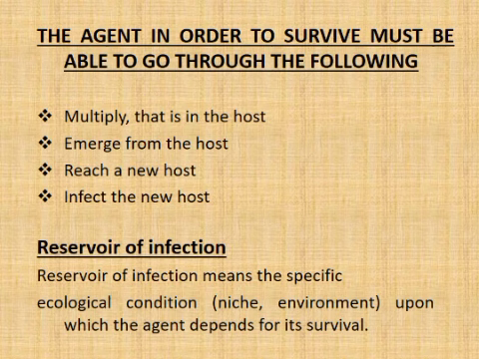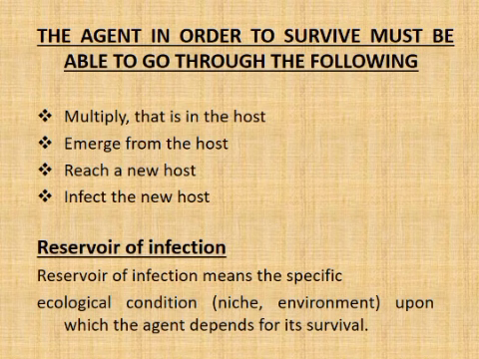The agent, in order to survive, must be able to go through the following: multiply in the host; emerge from the host; reach a new host; infect the new host, that is if the immunity permits, because there are some cases where the infection will affect the individual, but there will not be any manifestation of the infection.